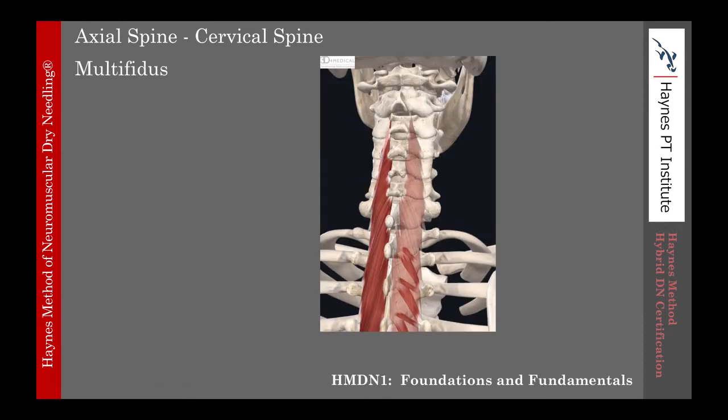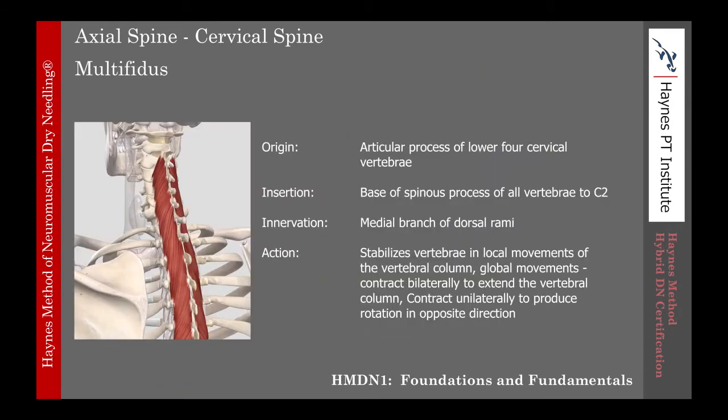And then the multifidus. Here our origin, and we'll cover this again when we get to the lumbar, is going to be the articular process of the lower 4 cervical vertebrae. Now that's just in the cervical component. It is actually much lower down onto the sacral body itself. But for purposes of the cervical spine, it's off of that lower 4 cervical vertebrae. It inserts into the base of the spinous processes of all vertebrae all the way to C2. It's innervated by the medial branch of the dorsal rami, and this is one where it's a little bit different than the posterior rami. Here it's the medial branch.